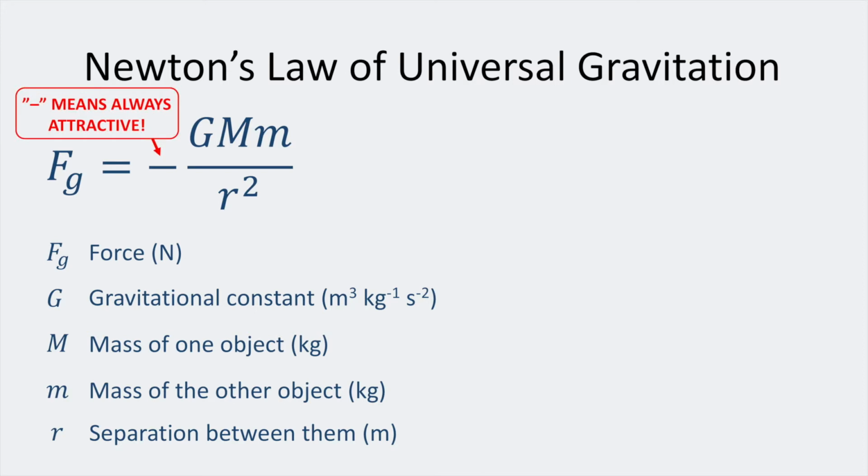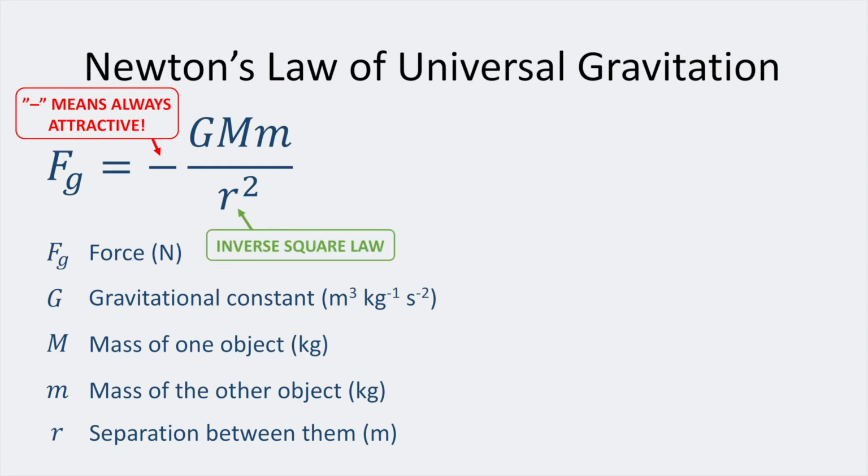There's quite a few things to note here. For example, there is a negative sign in front of the terms on the right-hand side. This negative sign is only there to remind you that the gravitational force is always attractive. You can never have gravity that pushes two objects away from each other. They always attract each other.